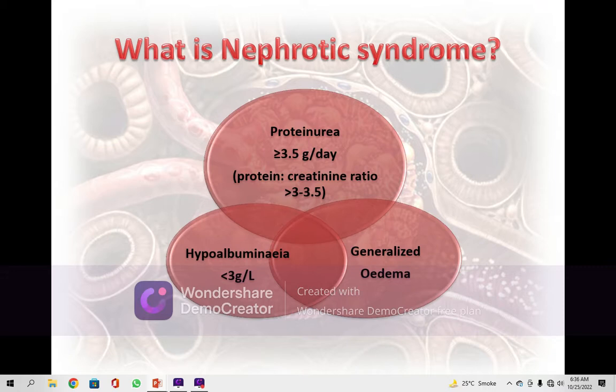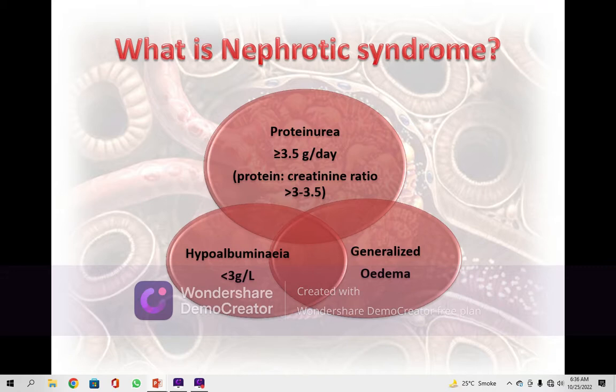So proteinuria may be a normal variant, or it may be microalbuminuria, macroalbuminuria, frank proteinuria, subnephrotic proteinuria, or nephrotic proteinuria. So glomerular damage will cause this. Of course, this is a major part. First thing is that the proteinuria should be there. It is more than 3.5 gram per day.